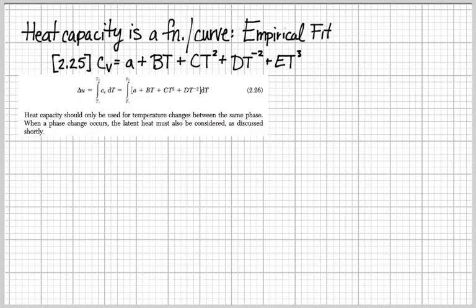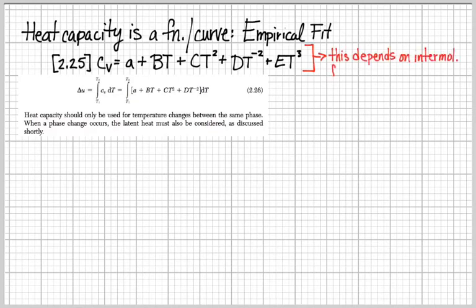So in the back of your textbook, you will have values of A, B, C, D, and E. Sometimes there's only an A, sometimes there's A and a B and a C, but effectively this is a polynomial expression that will be applied to any number of different real materials for a full range of temperatures in the case of sensible heat change, like before we have any phase change.